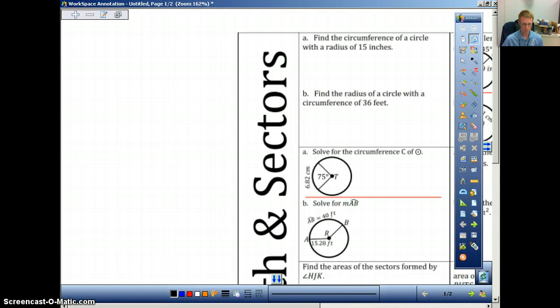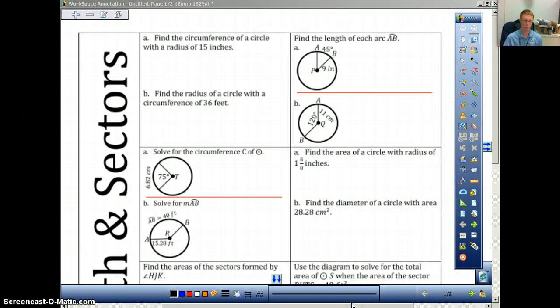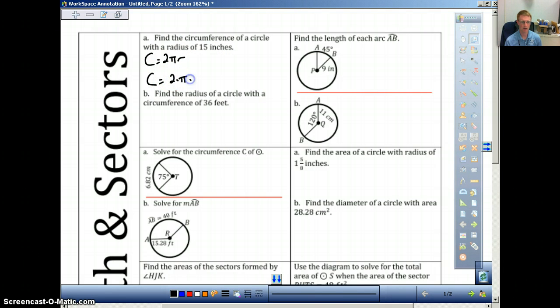Let's go to the next page and do a couple of examples. First, we're going to review how to find the circumference of a circle. This is just like any formula. Circumference is equal to 2 pi times r. If the radius is 15 inches, we just plug it in. C equals 2 times pi times 15, which is equal to 30 pi. Put this into a calculator and you will get 94.25 inches.